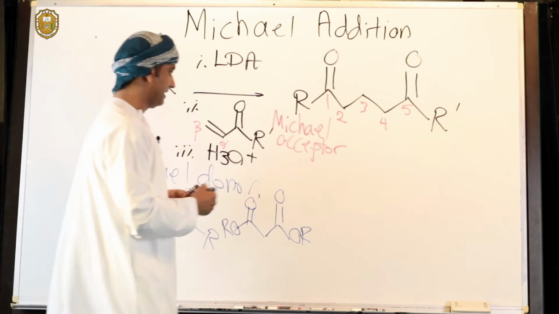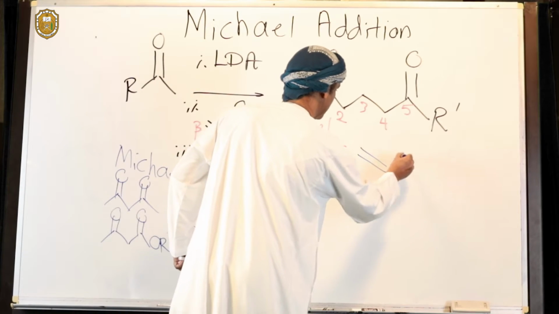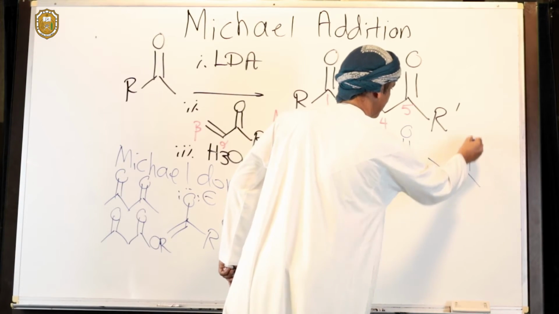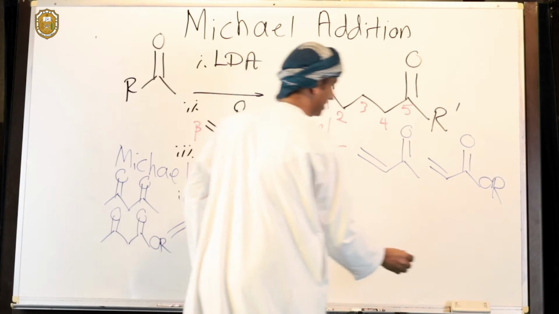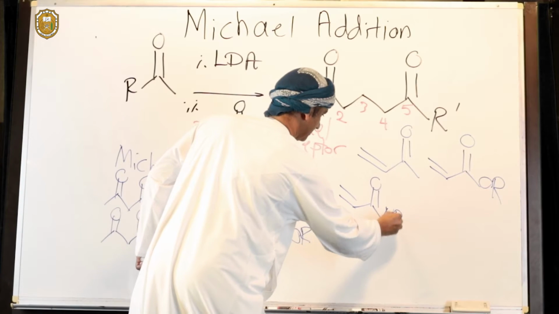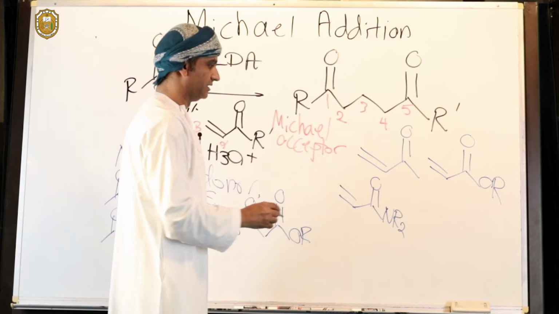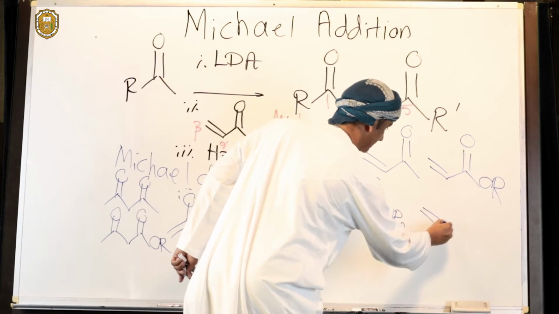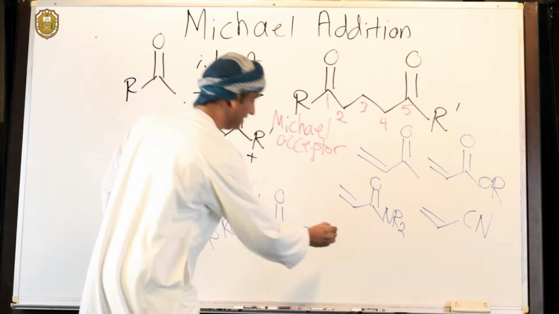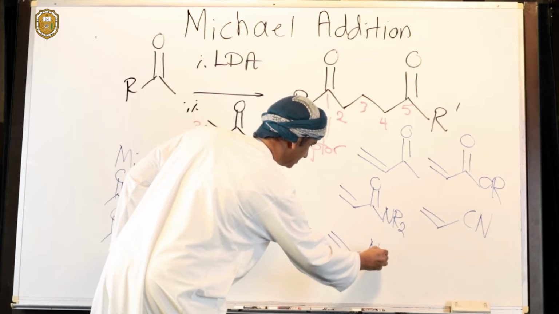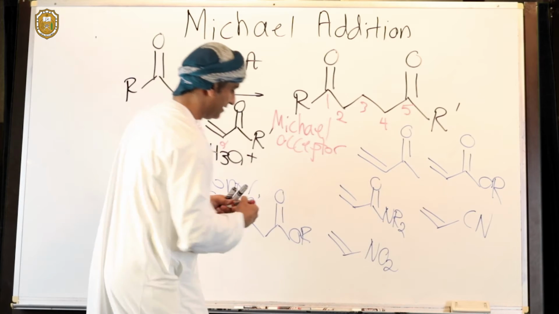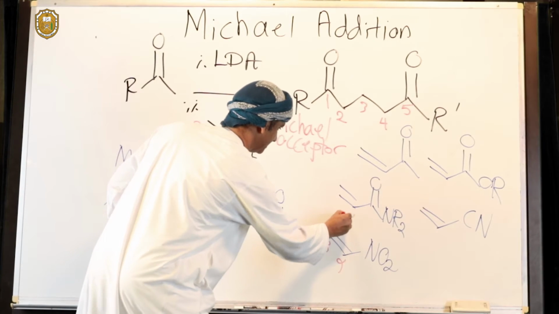So for Michael acceptors, something like ketones is possible. Esters, for example, typically, are also possible. We can have amides, of course, that are substituted on nitrogen. We could have alpha beta unsaturated nitriles, something like that. Alpha beta unsaturated nitroalkenes, of course. So again, all of these are alpha beta unsaturated.